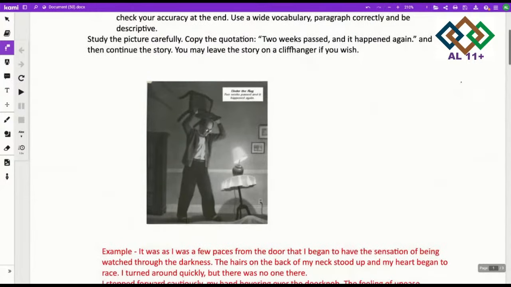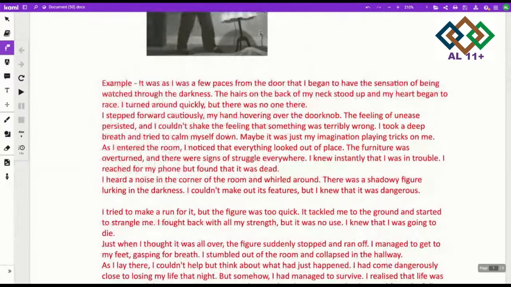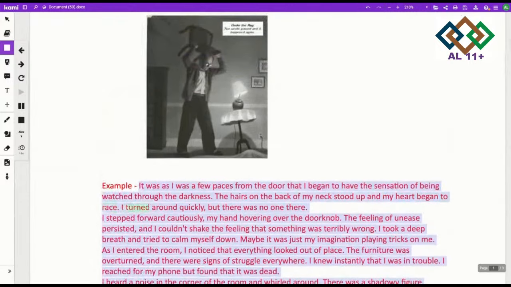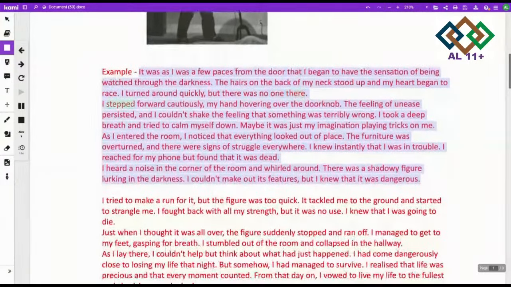And after writing that quotation, you would have just written about what you saw in the image. It was as I was a few paces from the door that I began to have the sensation of being watched through the darkness. The hairs on the back of my neck stood up and my heart began to race. I turned around quickly, but there was no one there. I stepped forward cautiously, my hand hovering over the doorknob. The feeling of unease persisted, and I couldn't shake the feeling that something was terribly wrong. I took a deep breath and tried to calm myself down. Maybe it was just my imagination playing tricks on me. As I entered the room, I noticed that everything looked out of place. The furniture was overturned, and there were signs of struggle everywhere. I knew instantly that I was in trouble.